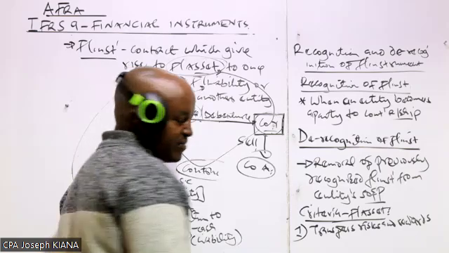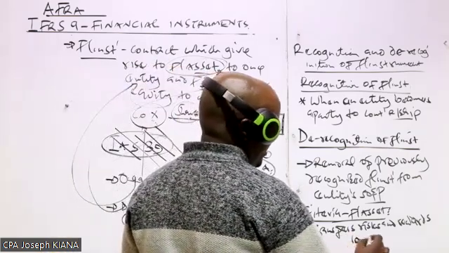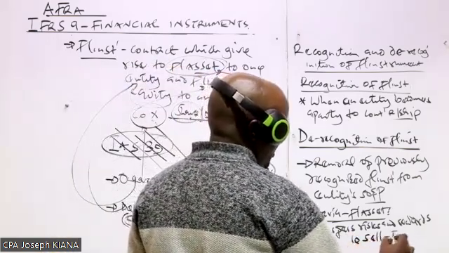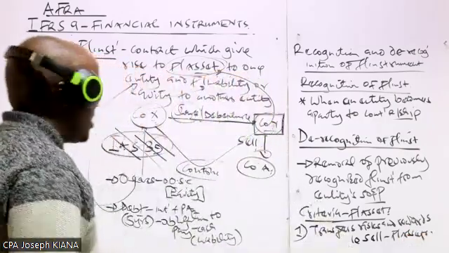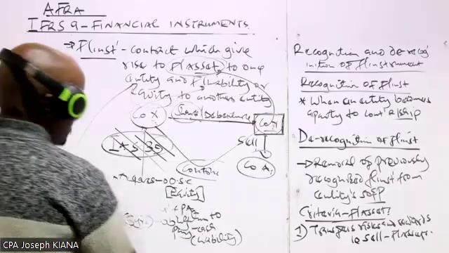So therefore, in very simple terms, when we talk about transferring the risk and rewards, this is all about selling financial assets. This is all about selling the financial assets.